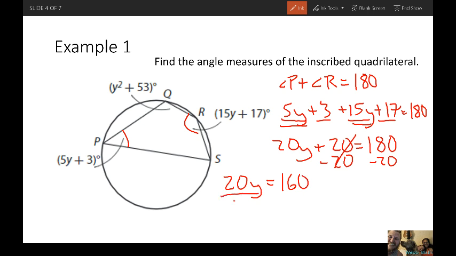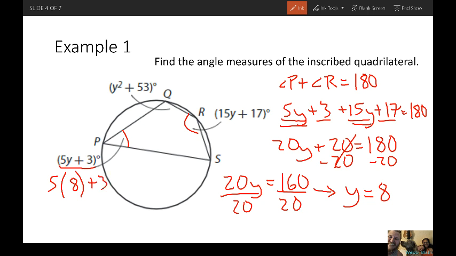Let's go ahead and divide. Use the division property. So y equals 8. Now am I done? Do I box that and walk away? No. Plug it back in. So if I plug it in for P, 5y, again y is 8, plus 3. 5 times 8 is 40, and plus 3, that's 43. All right, so that's 43 degrees.